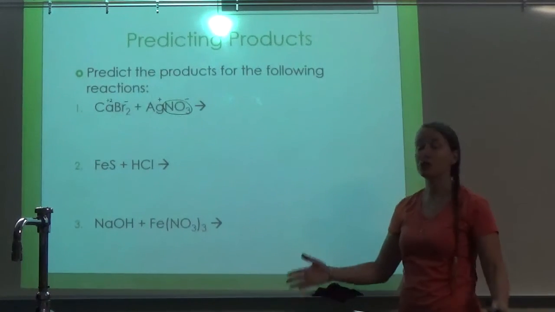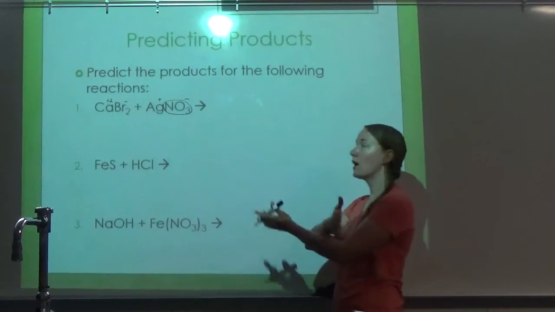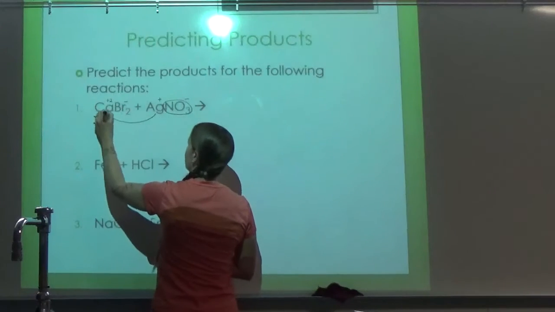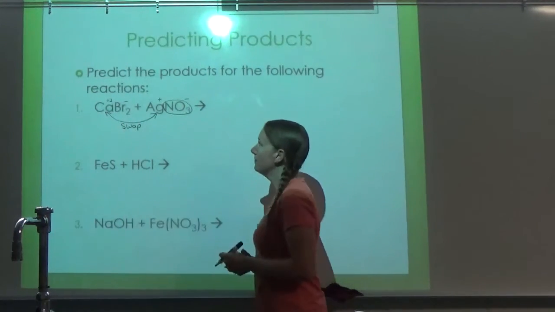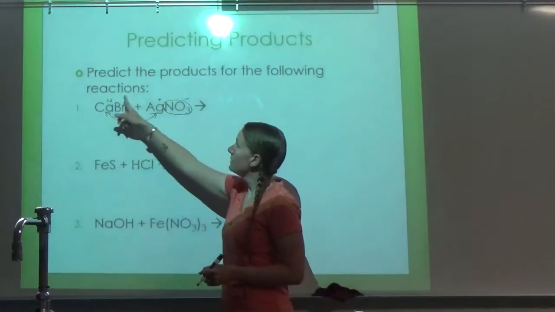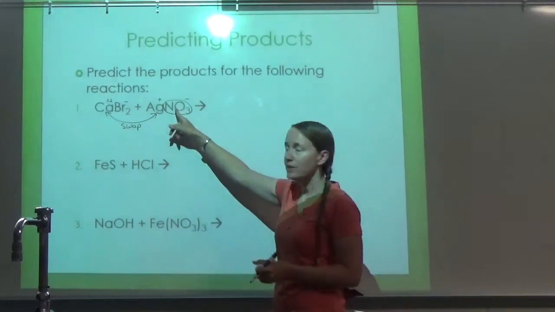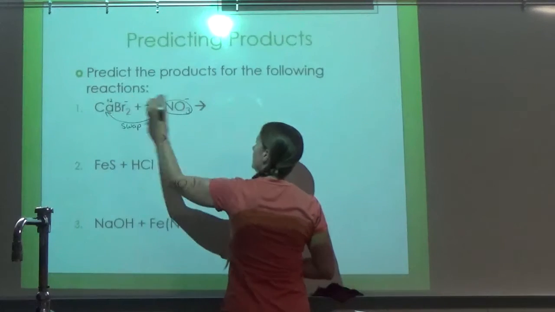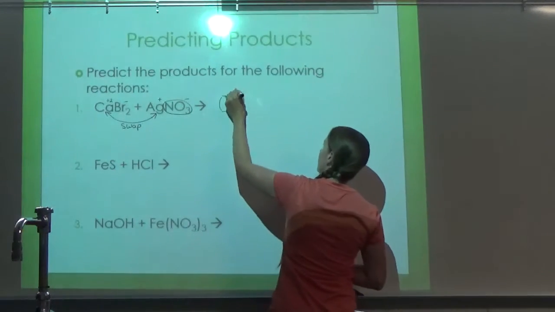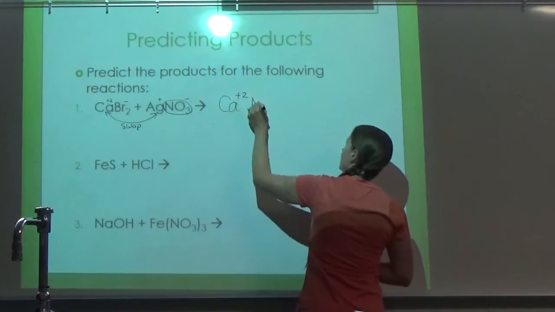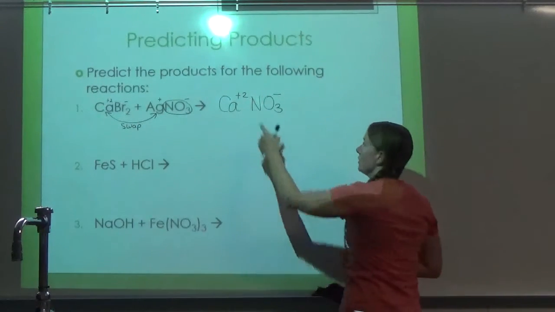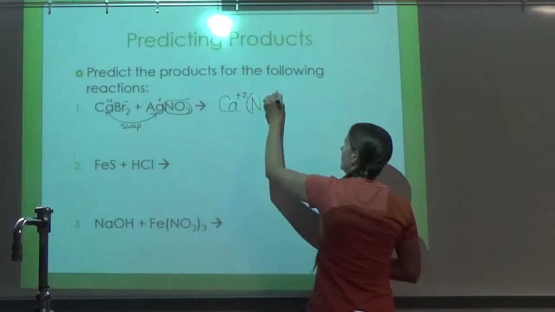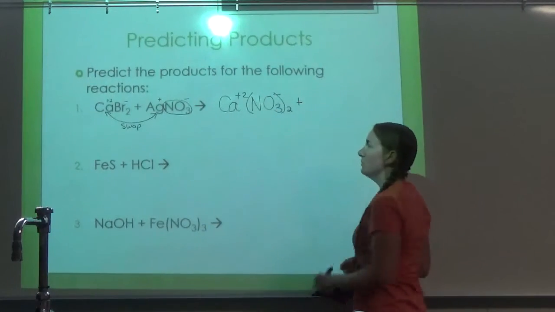All right, so remember, the 2 positives are going to swap places. So I'm going to take calcium and silver, and I'm going to swap them. So that means calcium is now going to be with nitrate. So I'm going to put calcium first because it's positive. Ca positive 2. Nitrate is negative. And then I'm going to balance my charges. So I need to bring my 2 down. So I'll put parentheses in a 2.